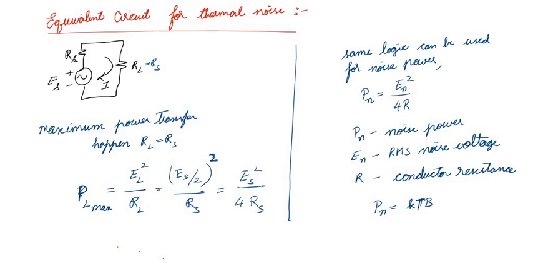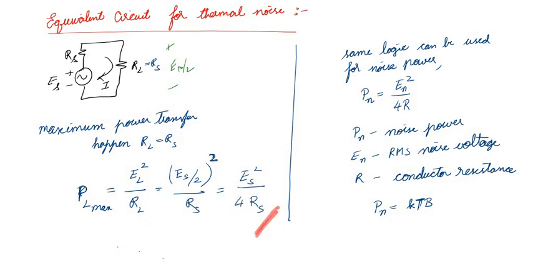Since both the resistances are equal, the total voltage will be equally divided between these two resistors. So what is the voltage across this resistor? The voltage across this resistor is ES by 2. The total voltage ES is divided between two resistors, so the voltage is ES/2. What is the power associated with the load? That is given as EL squared divided by RL. What is EL? It is (ES/2) whole squared divided by RS, so ES squared by 2 squared, which is 4 times RS. So this is the general expression.